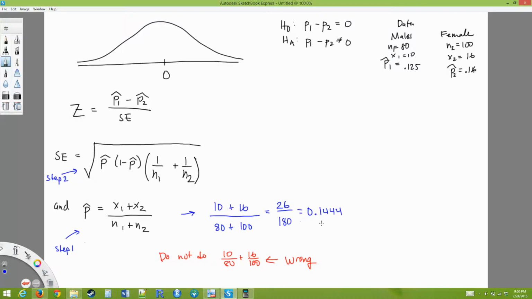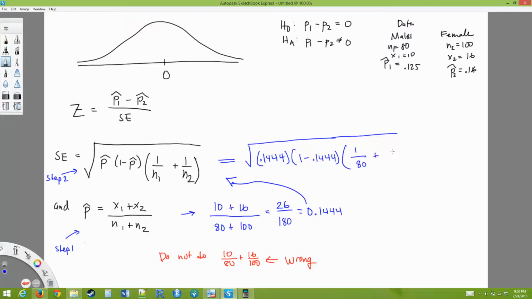Okay, and now that we have that, then we plug it into right there. So I'm going to have the square root of 0.1444 times 1 minus 0.1444 times 1 over, what's n1? 80, plus 1 over n2, 100. Okay, is that all right? Yeah, okay.